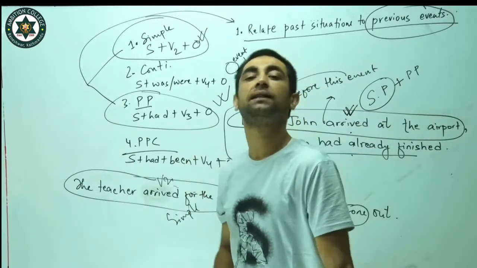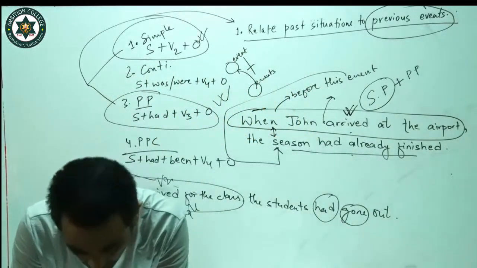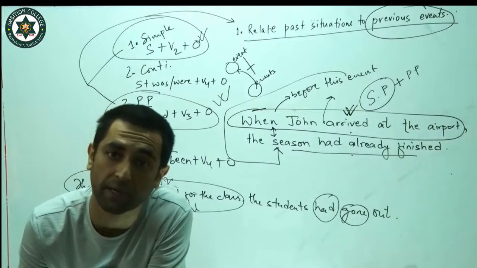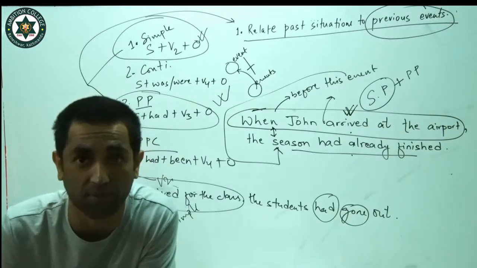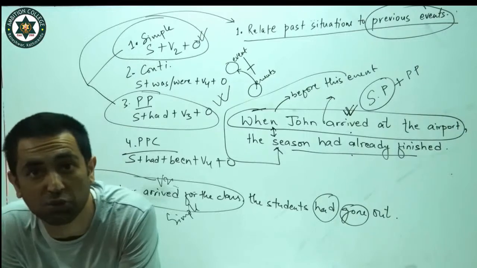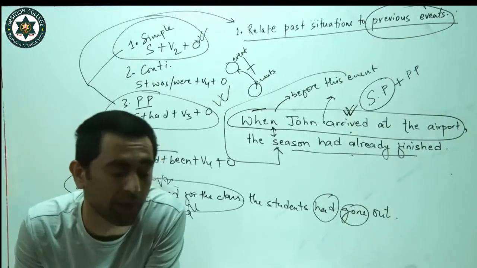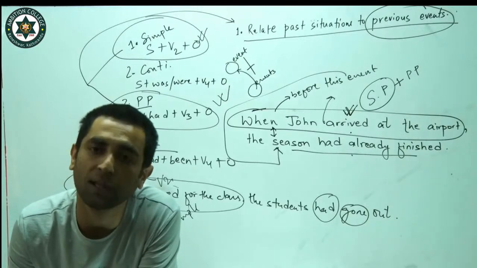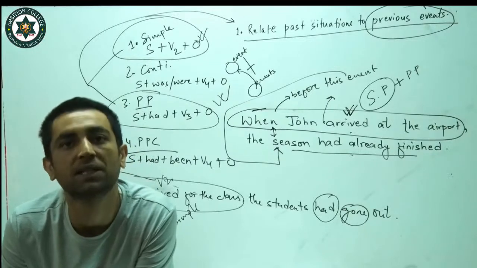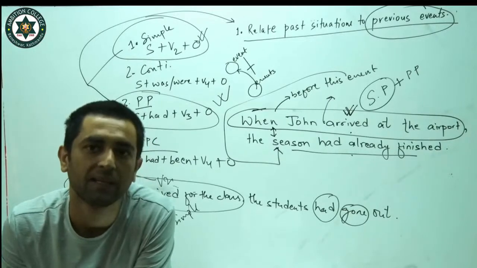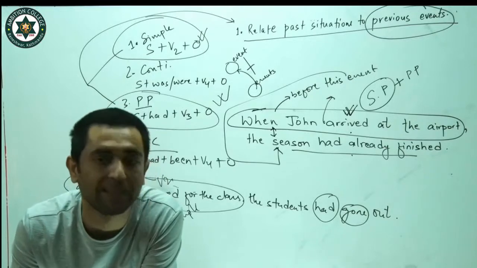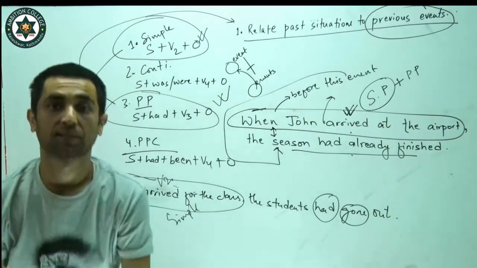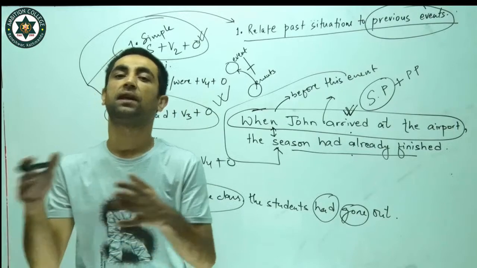Let's check out the examples from your book. When John arrived at the resort, the season had already finished. Here again we see two different events. John arrived at the resort. This is one of the events of the past. But before the arrival of John, the season had passed away. The season had already finished. So here we see two events. The season finished and then John arrived.